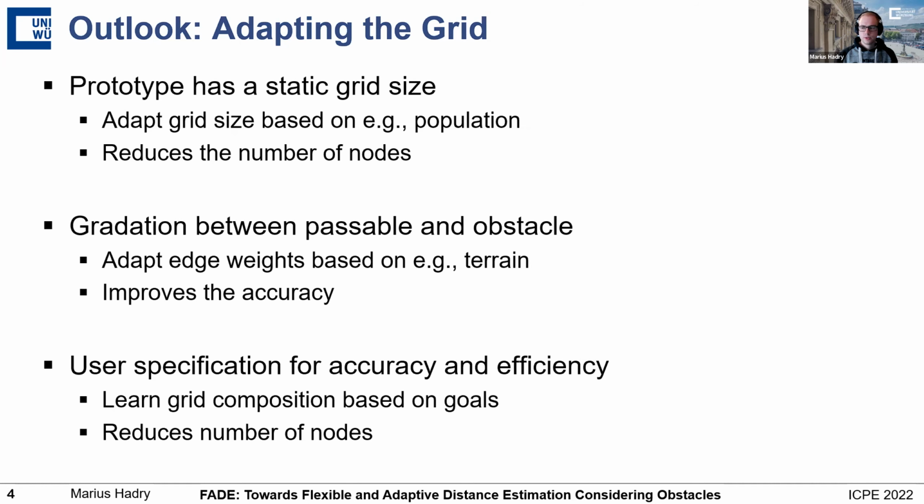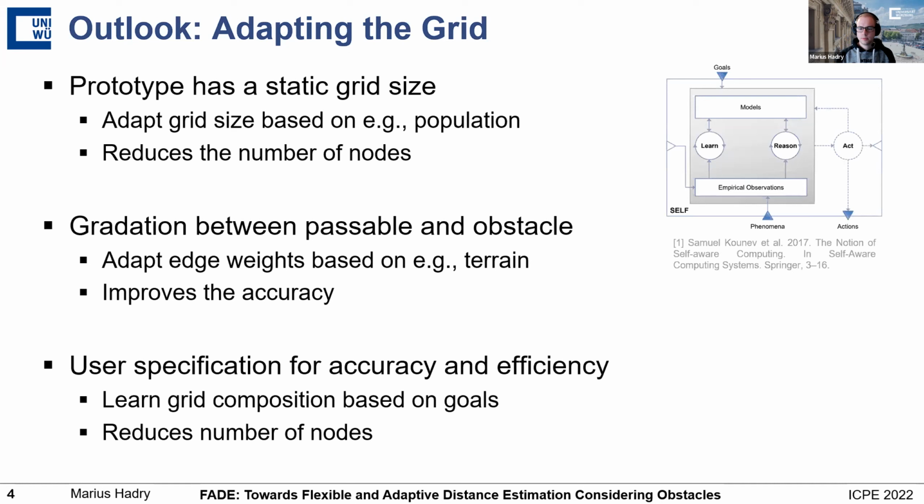The last step we want to integrate into our approach is the user specifications, so that users can define the level of accuracy they require and also the level of efficiency they need. Based on these inputs, we plan to learn the grid composition to further match the user's needs. And to achieve this, we aim at applying self-aware computing concepts like the LRAM loop depicted here in this figure.